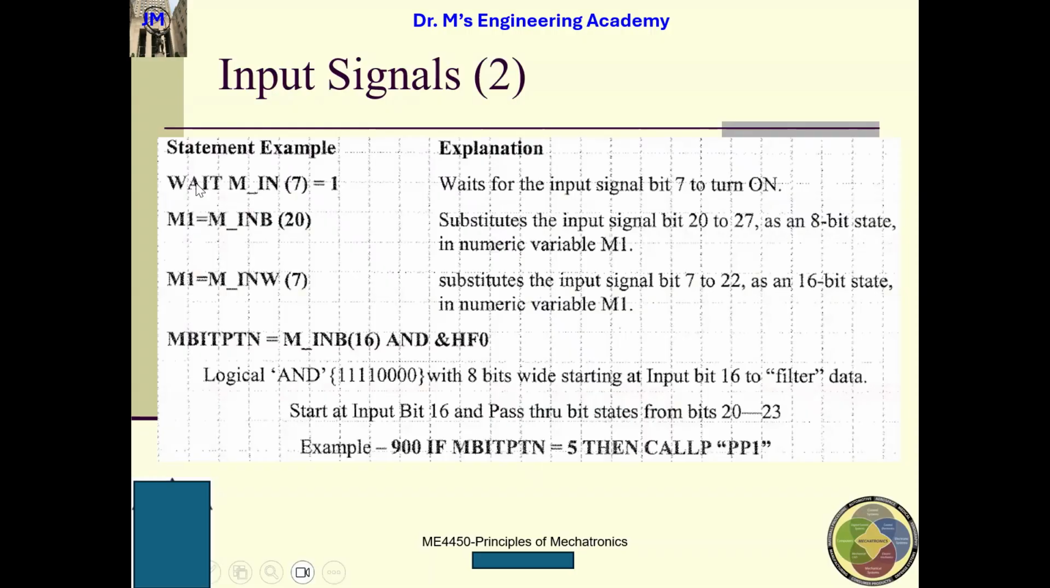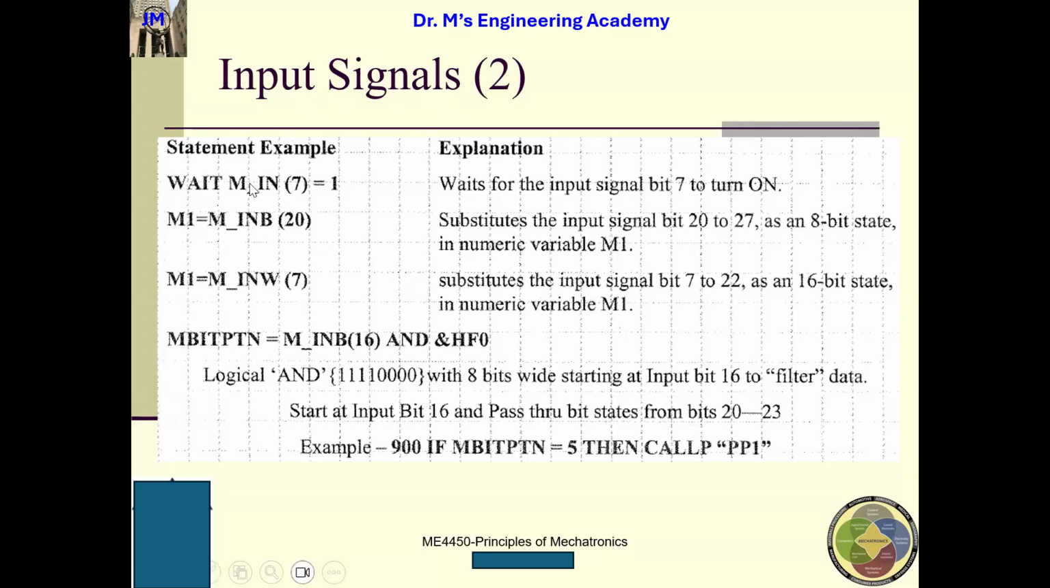So here, wait until bit 7 is turned on. And you can see you can assign the input value to a variable M1. This is INB. What is the difference between M_in and M_inb? Can somebody tell me? Isn't INB checking the whole byte instead of just a bit? Yeah, that's correct.